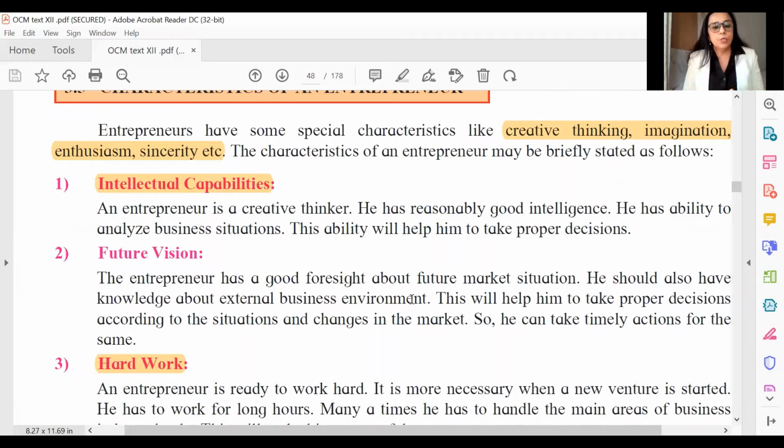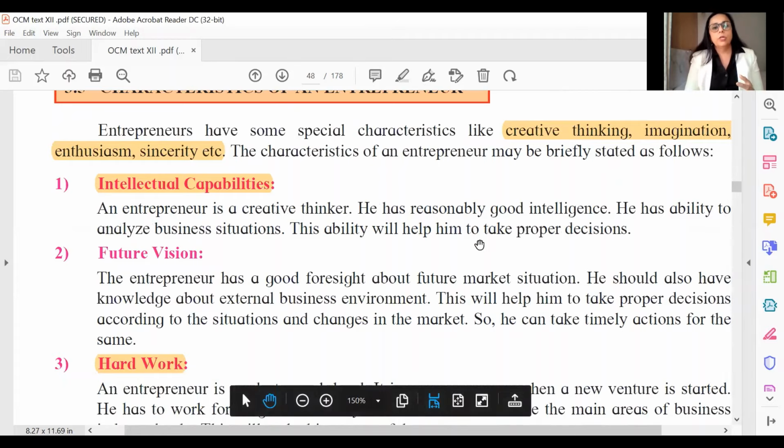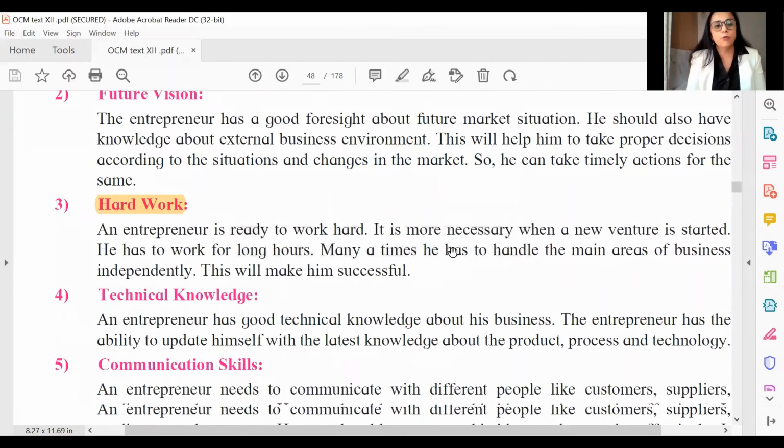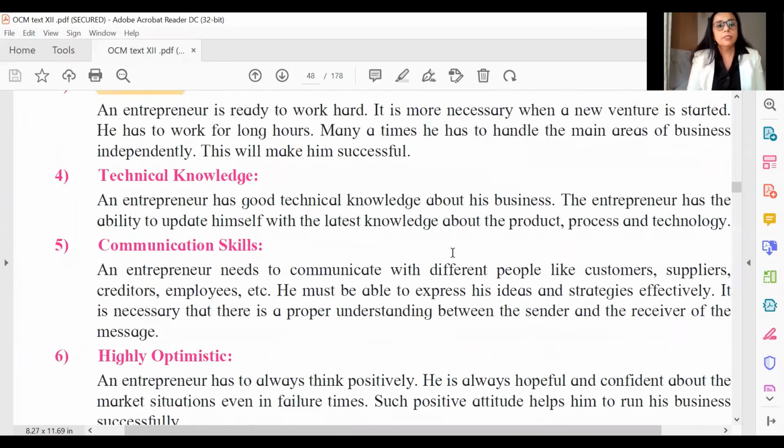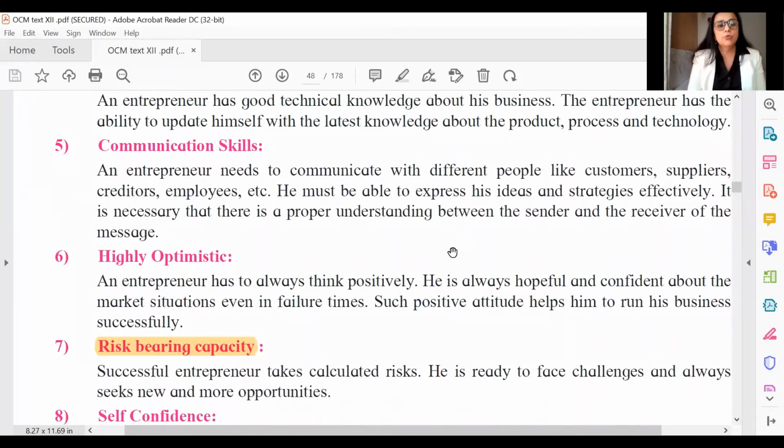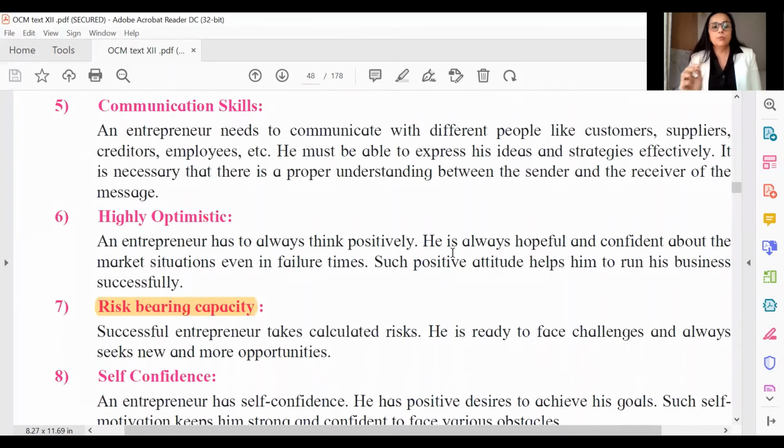So this is how this could be used. There was an objective asked in the textbook somewhere about true or false: an entrepreneur does not need to do hard work. So obviously it's a false statement, and this is how these head points are usually asked in your objectives.